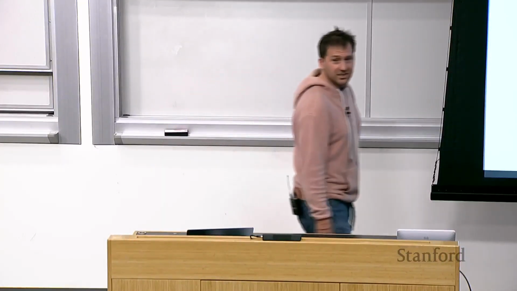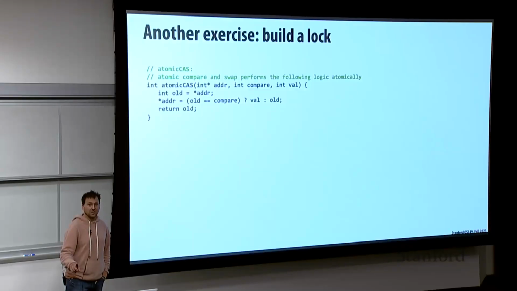Here's another great exercise, and I'm actually going to leave this one to you, which is given atomic CAS, build a lock. And remember, how do we build a lock? We build a lock to say if the value in memory is 0, make it 1. And so it should be a pretty obvious thing to do.